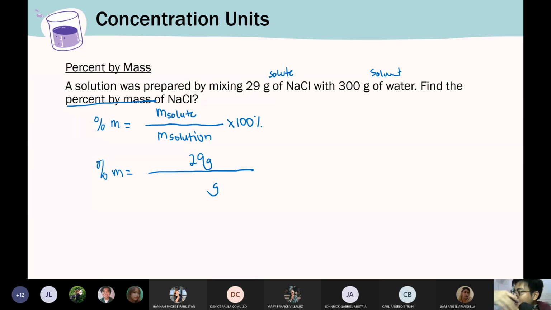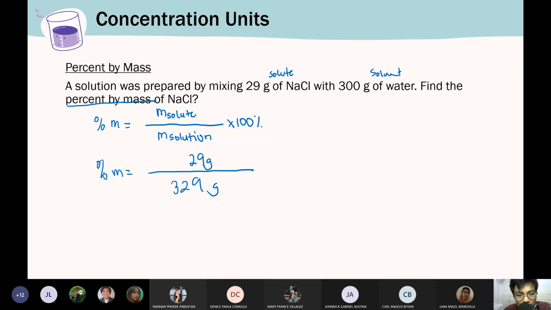Jacob says 329. Jenny also, 329. Why? Because if you put 300, that's only the solvent. Always remember that when we say solution, it is the sum of the solute and the solvent. Okay? You add them. Do not forget that, because I had students before who forgot that, in senior high. Okay lang, because they're senior high. So basically solution is just the mass of the solute and the solvent.